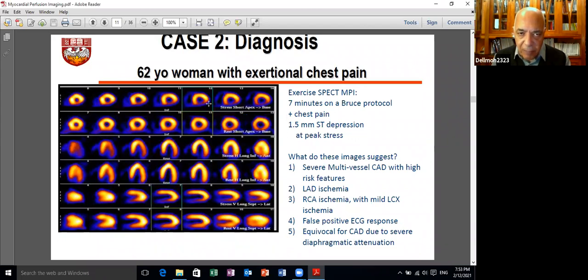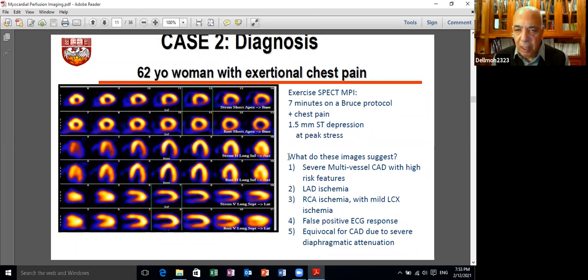If you find an abnormality, look whether this abnormality persists during rest or not. If it's persistent during rest, that's infarction. If it disappears during rest, that's ischemia. So knowing that, I know that many of you know how to read it. So knowing that, let's answer this question.